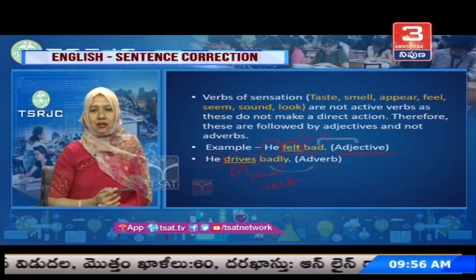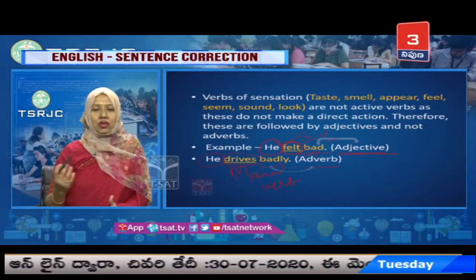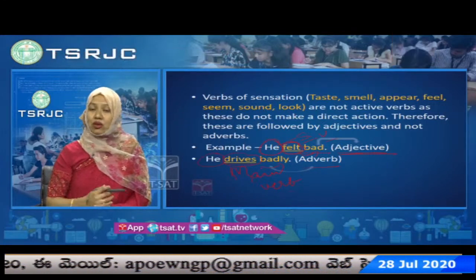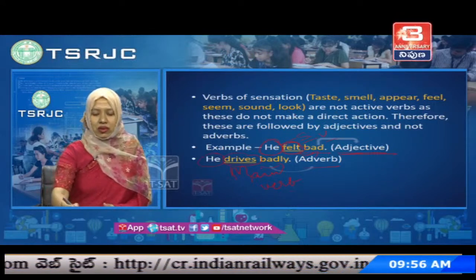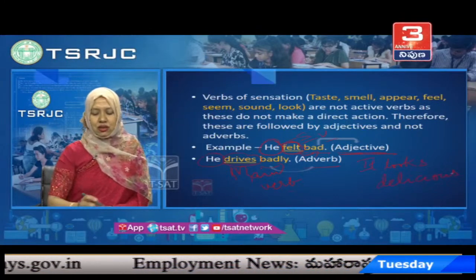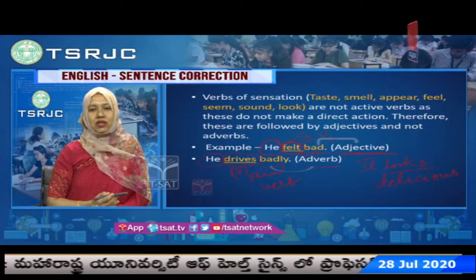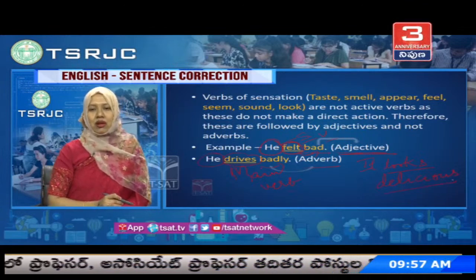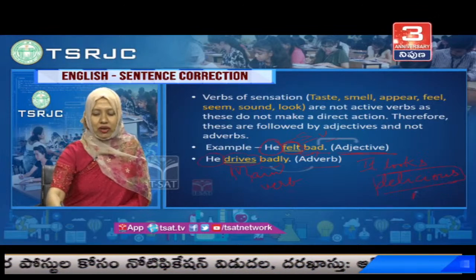It tastes yummy. So you are using an adjective to describe the taste. It tastes yummy. It looks delicious. In the example, it looks delicious. Again, looks is a sensational verb. It is not an active verb. So you are using it to describe. After the sensational verb, you are using an adjective or describing word.